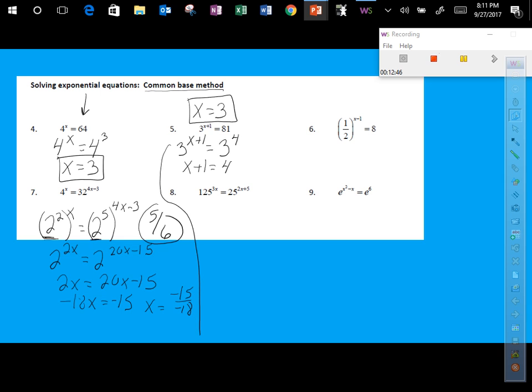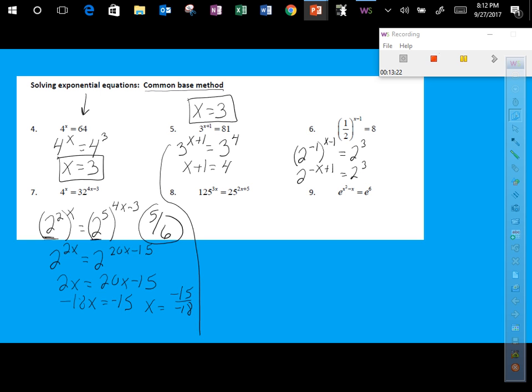Now I'd like to come back up to number 6. Notice I got a 1/2 and an 8. Well, the common base between those two is going to be a 2. But I'm going to rewrite 1/2 as 2 to the negative 1, to the x minus 1 power. And I'm going to write 8 as 2 to the third. Let me simplify what I have now. I'm going to have 2 to the negative x plus 1 equal 2 to the third.